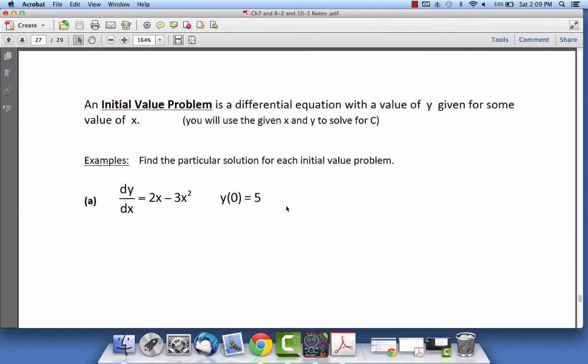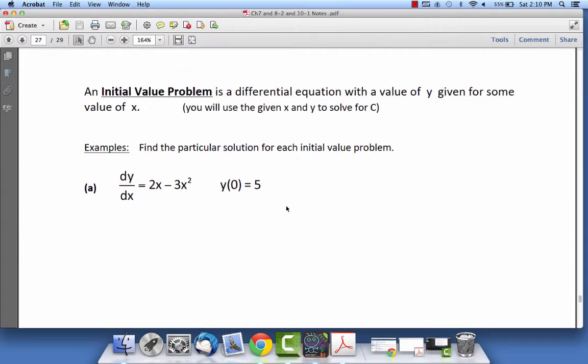All right, now an initial value problem doesn't necessarily mean the initial value. It gives you a value. And basically when you have a value, you can go back and solve for c, so that you don't have all the constants in the world. You have the one that makes, in this case, y of 0 equal to 5. And otherwise, it's the same.